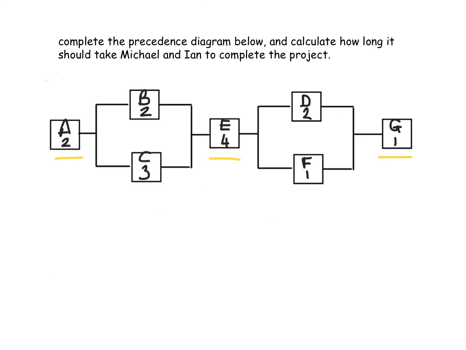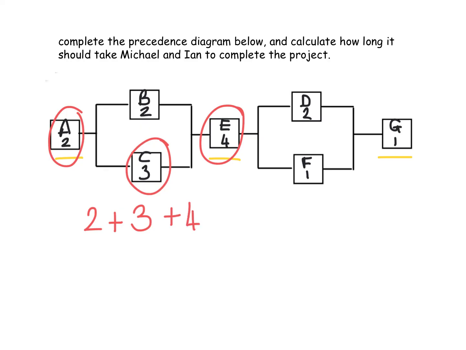Okay. So then I'm just going to do the second bit of the question, which asks you to calculate how long it would take Michael and Ian to complete the project. So I'm going to circle all the bits we're going to add again. So we're going to take the 2 hours for task A. Remember when B and C are going on together, you take the longest one. So I'm going to take the 3 hours. I'll take the 4 hours for task E. With D and F, you take the longest one. And then you take the G in the end.